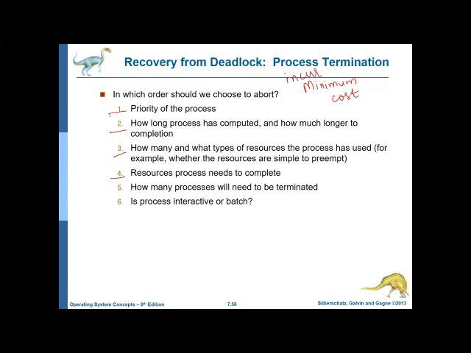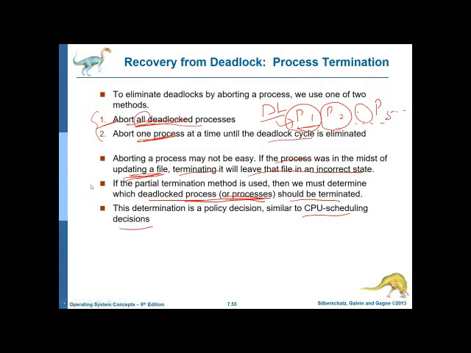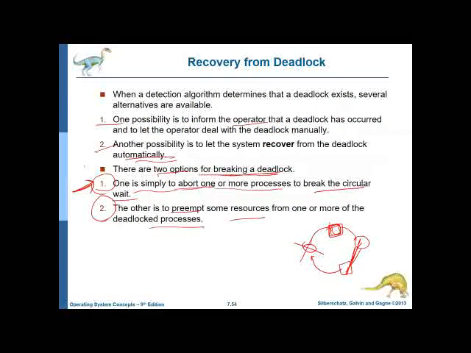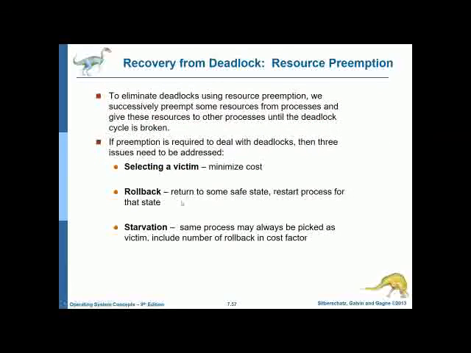So these are the basic ideas of process termination. That is the first one that we learn. The first one is to abort one or more processes, and either we can abort all of them or do it one at a time. That is the basic idea of process termination. Now the second one is resource preemption. You can see here, preempt some of the resources. So we'll move on to that one.